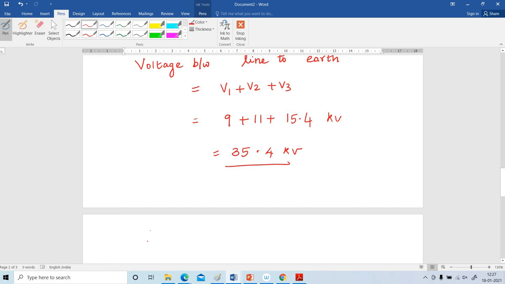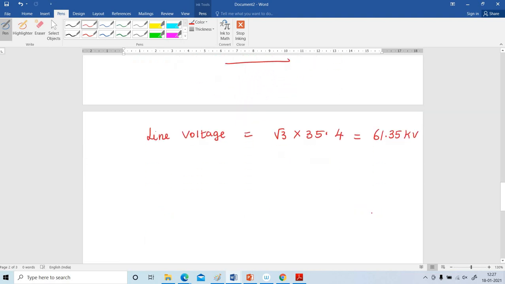Now I am going to find out the line voltage. So what is the line voltage? Line voltage is √3 into voltage between line to earth. So I have to use the calculator and find out the value: 61.35 kV. After getting this, what is the third question?